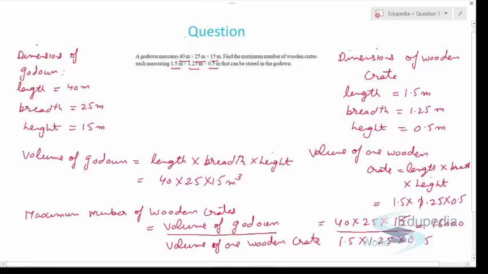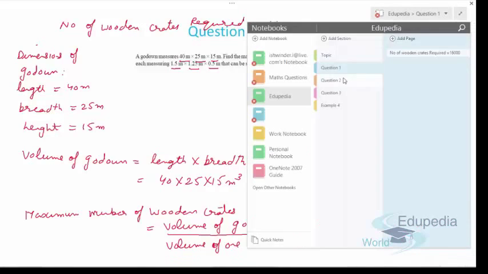So this means the number of wooden crates required will be 16,000. This is how we can use the concepts of volume to solve various types of practical questions, and how we can use the concepts of volume in practical life. Let's discuss the next question, which is question number 2.